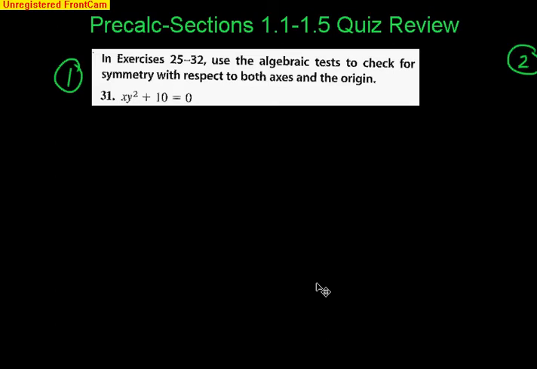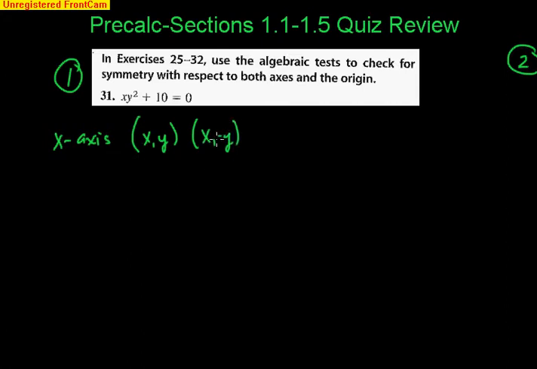Alright, here we go. First one. Use algebraic tests to check for symmetry with respect to both axes and the origin. So let's recall that if we're going to check x-axis symmetry, that means that these points are on the graph. If it's symmetrical about the x-axis, then (x, y) and (x, negative y) are both on the graph.